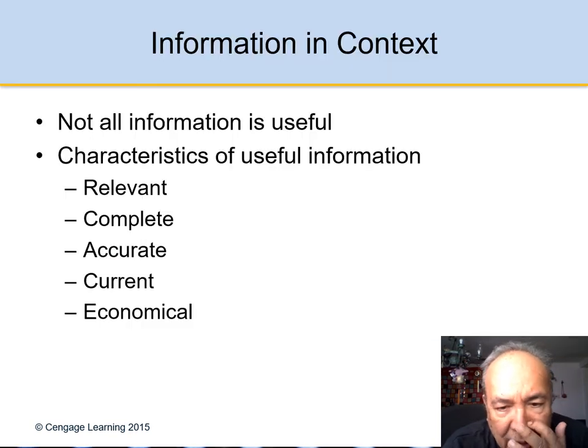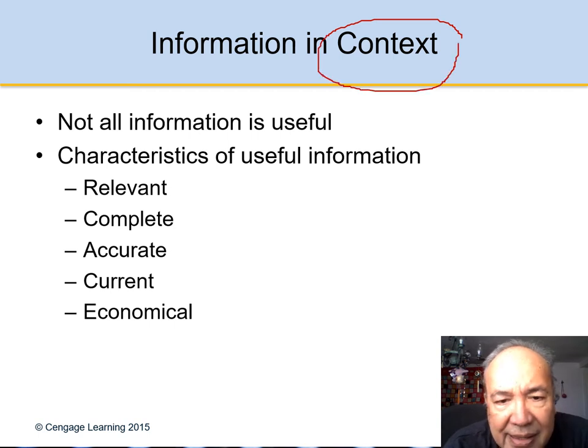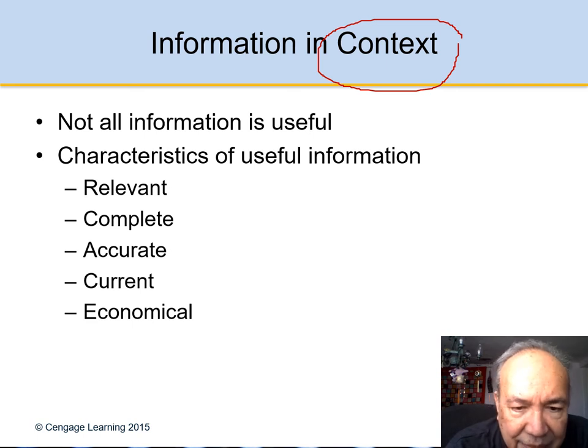Now, information in context. What is the meaning of the word context? Context is the background. The background for the information. Okay. Not all information is useful if it's not within context.